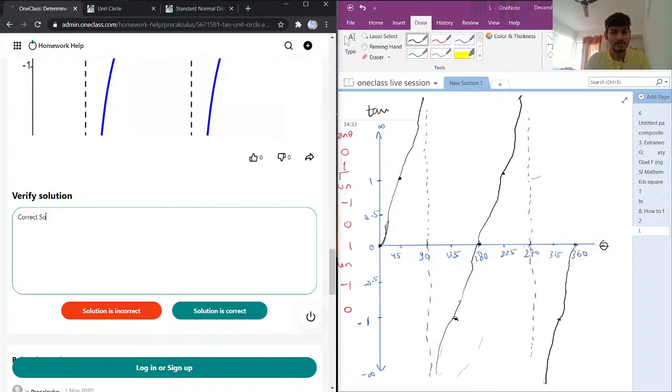Correct solution. Great job. Solution is correct.